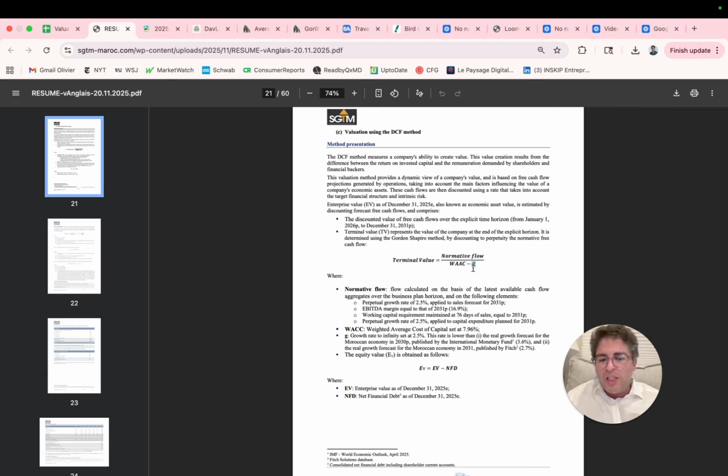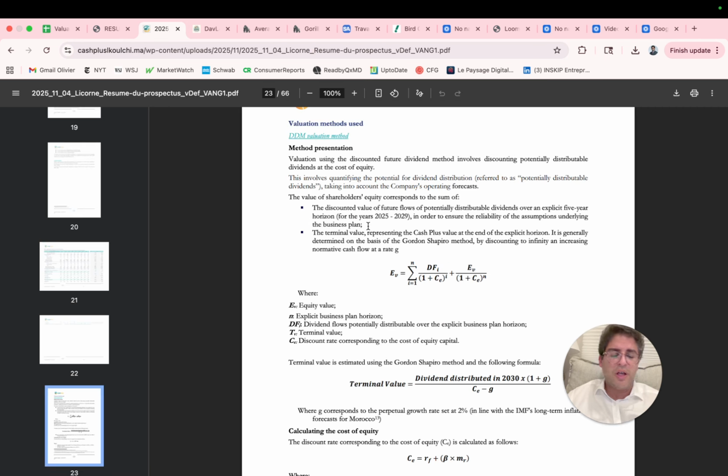So the G is something very interesting, because it comes in the denominator of the formula that calculates the terminal value here, and we see that in the investment prospectus, they take it as 2.5%. And the source is the IMF World Economic Outlook April 2025. So far, so good. And it's fine. But then you go to Cash Plus, which also was an IPO that is being handled right now.